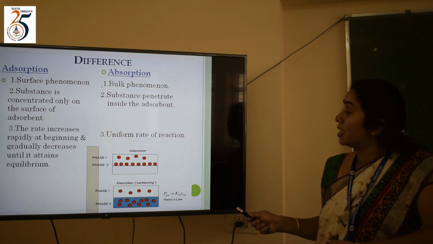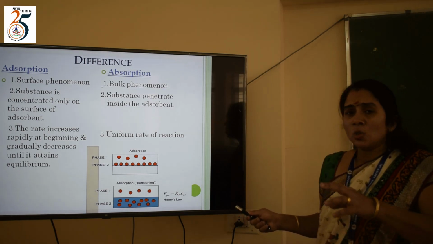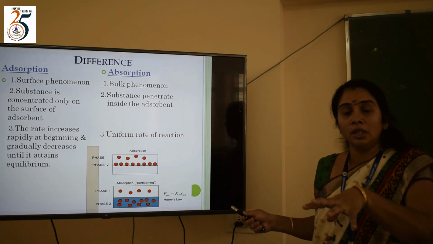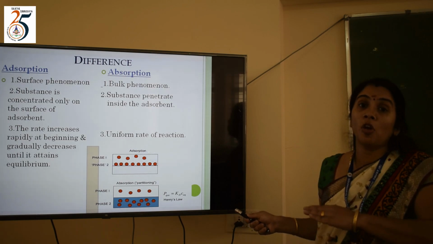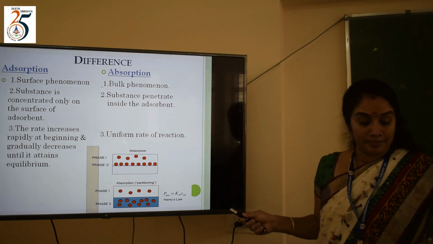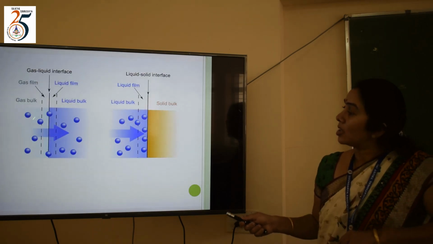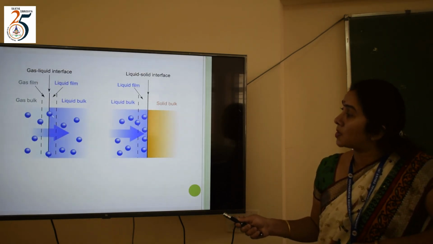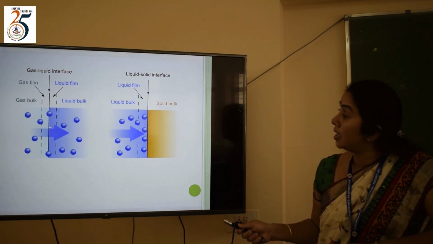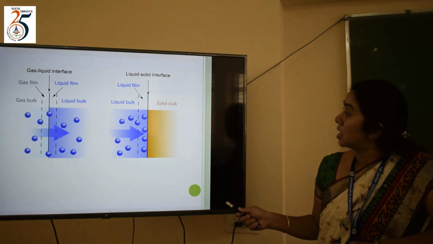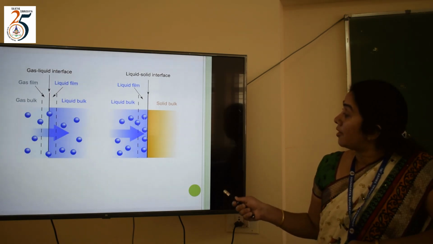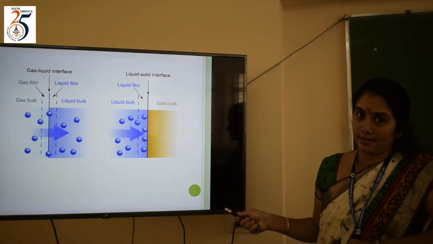Whereas absorption is a bulk phenomenon with a uniform rate of reaction. As soon as you put a sponge inside water, the water molecules go inside the bulk of the sponge, so it is a uniform rate of reaction. Here once again you can see this is the absorption process, where the gas molecules are going inside the liquid bulk. Whereas this is the adsorption process. The liquid is not at all entering the solid. It is staying on the surface of the solid interface.